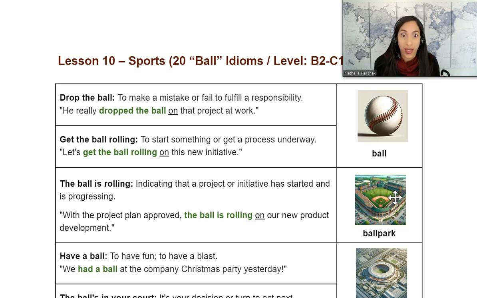Let's get the ball rolling. So let's start this. Let's get the ball rolling on the new initiative, on the new project, on the new whatever. Okay, the ball is rolling, so something is already happening, indicating that a project or initiative has started and is progressing. With the project plan approved, the ball is rolling on our new product development.